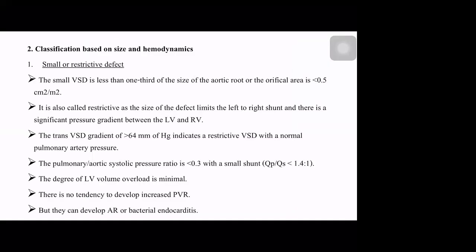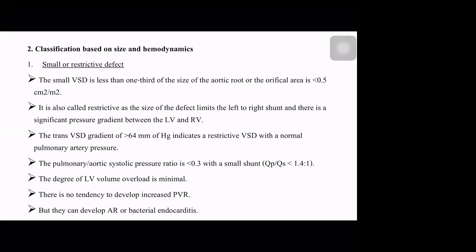Now, classification based on the size and the hemodynamics. It is of three types: small, moderate, or large. Small or restrictive VSD. The small VSD is defined on the basis of comparison to the size of the aortic root. If the size of the VSD is less than 1/3 of the size of the aortic root, or the total orificial area is less than 0.5 centimeter square per meter square, it is considered a small VSD. It is also known as restrictive VSD.